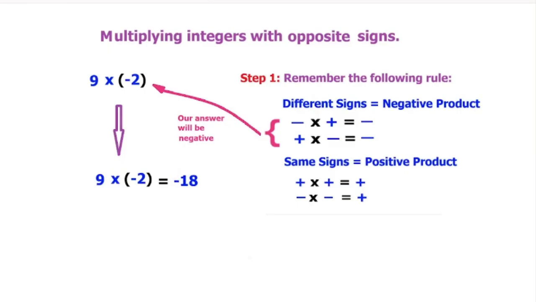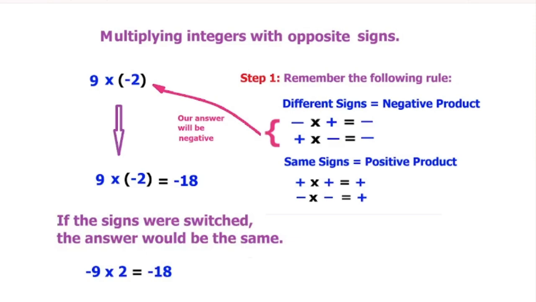So if the signs were switched, the answer would be the same, right? Because here we have positive times a negative, which is this one, and here we have negative times a positive, and it's going to give you a negative answer. So a negative times a positive will give you negative. And that's it. Those are all the tricks you need to remember when multiplying integers with negative numbers.